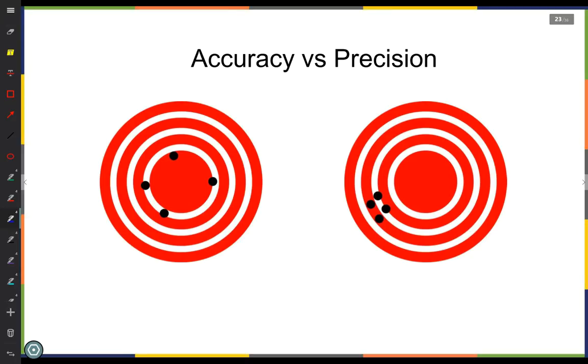Okay, the one on the left. This one would win. Why do you win? Because you're more accurate. So this one here is accurate. Accurate means that you are close to the target. But this one here, they really had fine grouping.